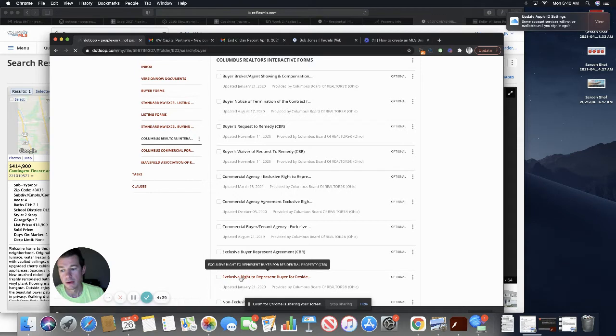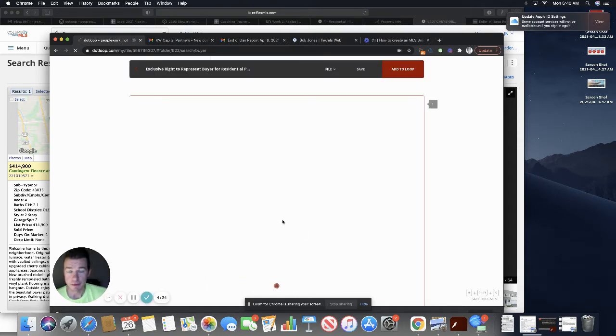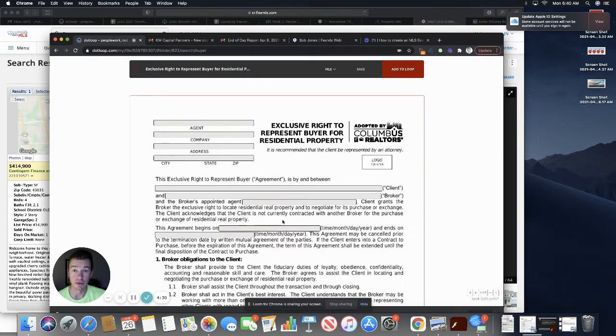We'll go in here and play around with it a little bit. It's pretty simple. You're just going to set the parameters that you feel are appropriate. We're not going to actually even do it together. So agent name, company, the address of your office. I always put the office in because at the end of the day, the brokerage is the one who has the right to the commission.